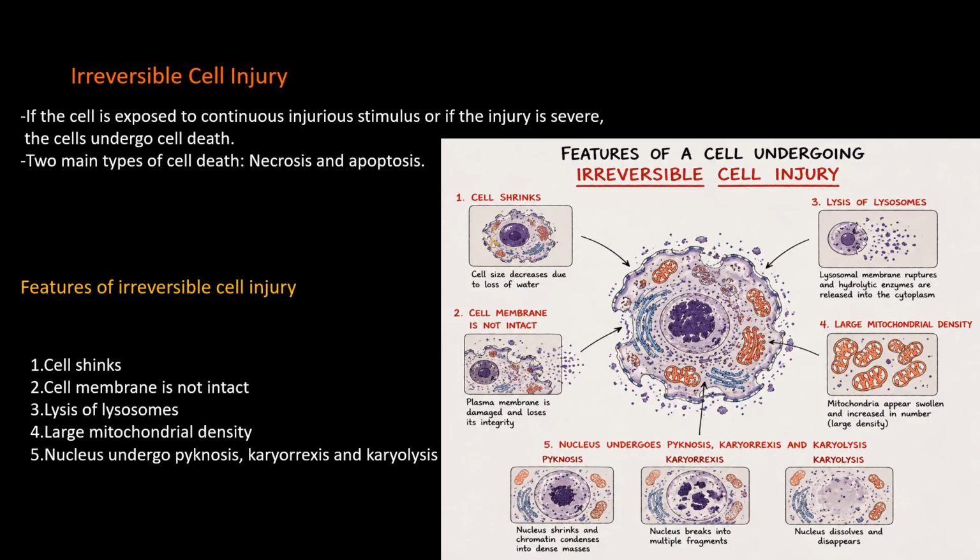And the fifth one is some of the nuclear changes that happen to a cell undergoing irreversible cell injury. We have pyknosis, karyorrhexis, and karyolysis. What is pyknosis? Pyknosis is when the nucleus shrinks and the chromatin is condensed into dense masses. The next one we have is called karyorrhexis. Karyorrhexis is when the nucleus breaks down into fragments, and karyolysis is when the nucleus dissolves and disappears. That is when the nucleus fades away. So that is the meaning of those three descriptions of the nucleus undergoing irreversible cell injury: pyknosis, karyorrhexis, and karyolysis. Knowing these descriptions is very high yield for your university exam.